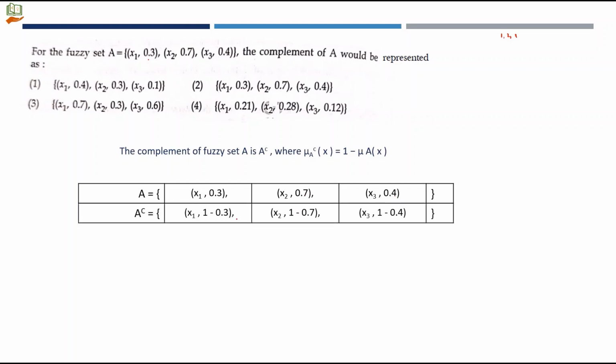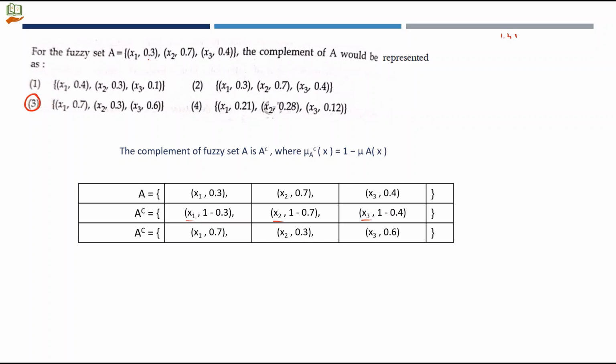The complement will be taken as 1 minus 0.3 in case of x1, 1 minus 0.7 in case of x2, and 1 minus 0.4 in case of x3. Now the answer will be x1 is 0.7, x2 is 0.3, x3 is 0.6. This is actually matching option number 3. Option number 3 will be the right answer.